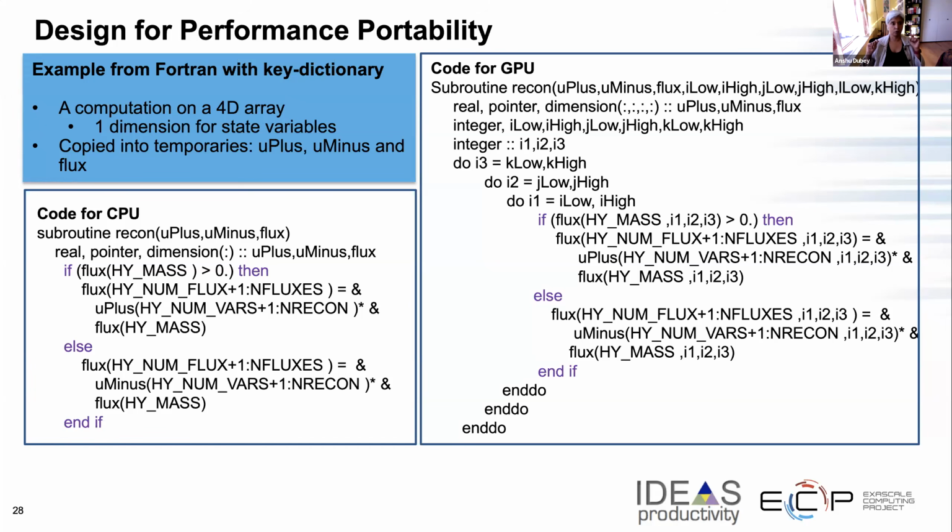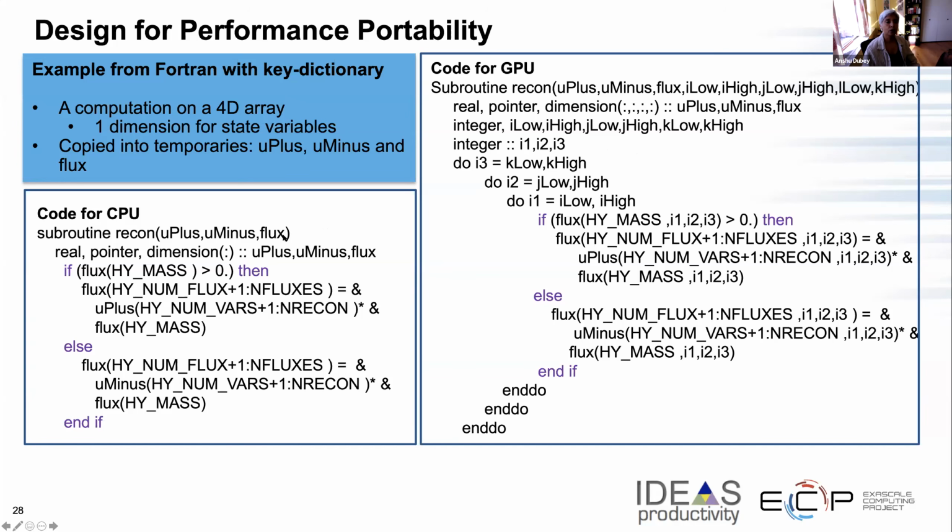layer or tools involved. So this is a Fortran example with a simple key dictionary, and the details of the calculations are unimportant. The things that I would like you to focus on are the state variables, the arrays involved, and the temporaries involved. So this is a subroutine. It has these arguments which are coming in. So this is the first box has the code for CPU, the second box has the code for GPU.